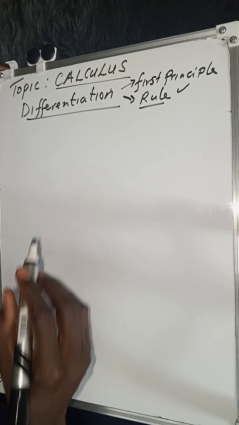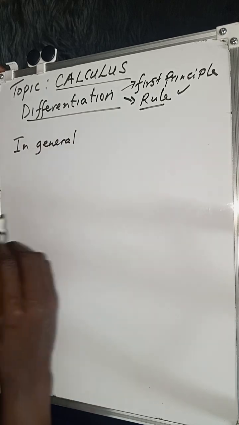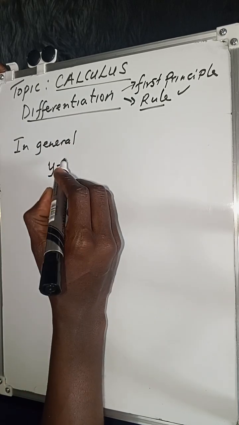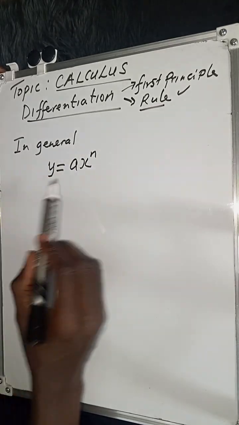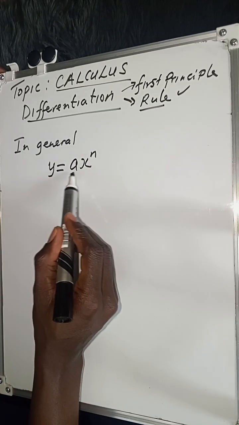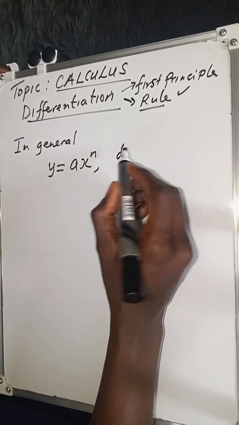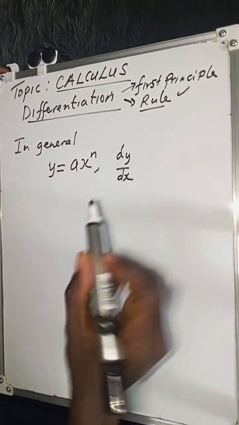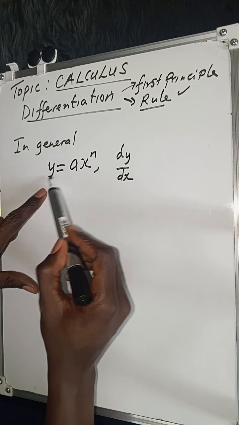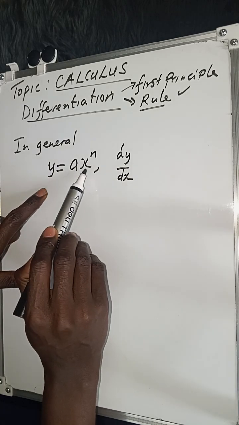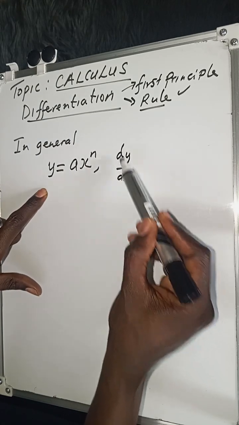Now, in general, we can simply say that if you have a function y is equal to a x raised to the power n, then it simply means that the derivative or the gradient of such a function we mean dy over dx. Now, why are we saying dy over dx? This is because outside you have the variable y, then inside the variable that is changing is x. So y is changing with respect to x. No wonder you are saying dy over dx.